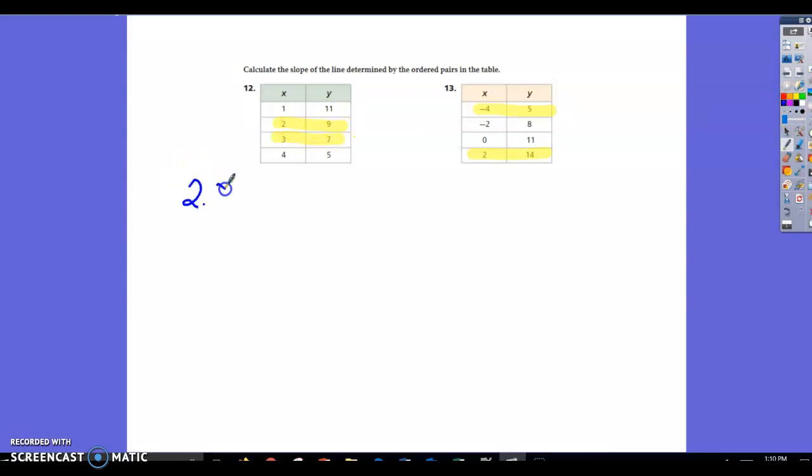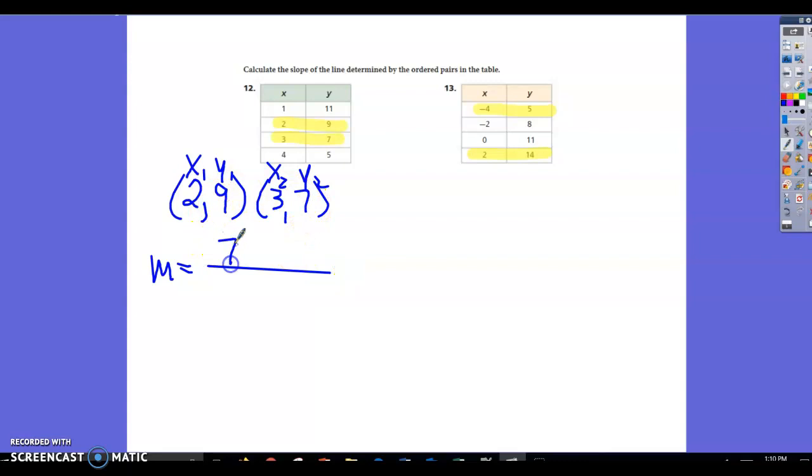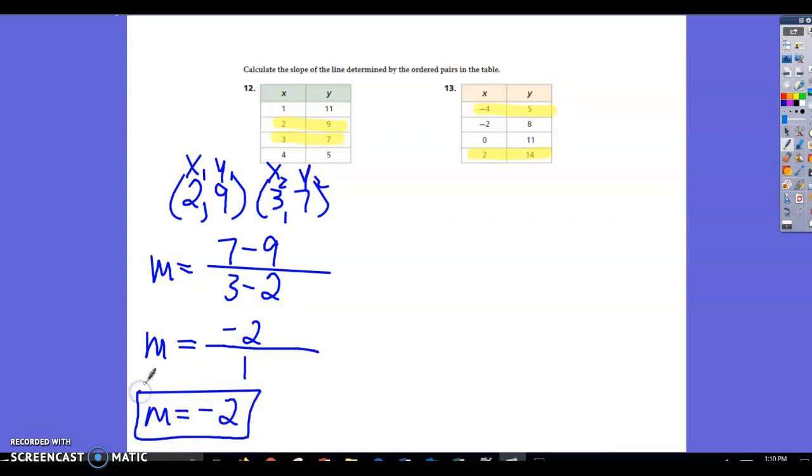Since we chose 2, 9, and 3, 7, we can call this our x1, y1, x2, y2. m equals y2 minus y1 over x2 minus x1. So we're using the exact same formula. The only difference is we pulled the ordered pairs from a table this time instead of a graph. So 7 minus 9 is negative 2. 3 minus 2 is 1. So negative 2 divided by 1 reduces to negative 2.